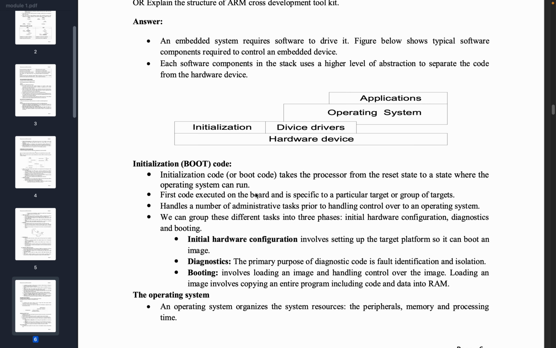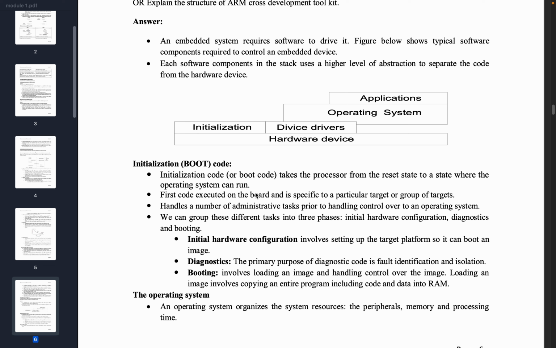Then go through the operating system. The operating system organizes resources, that is peripherals, memory and processing time. So once again, initialization means initializing hardware configuration, diagnostic and booting, used for resetting the state to a state where the operating system can run. That is the first point you have to write. Then the first code is executed on board a specific particular target or group of targets; you have to write that. The next point is handling a number of administrative tasks, handing control over to the operating system; you have to write that.